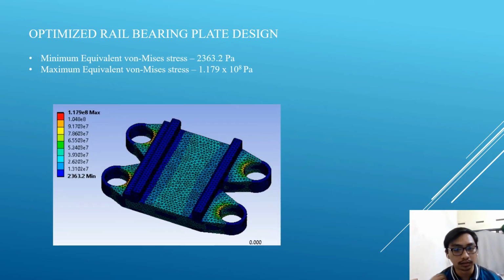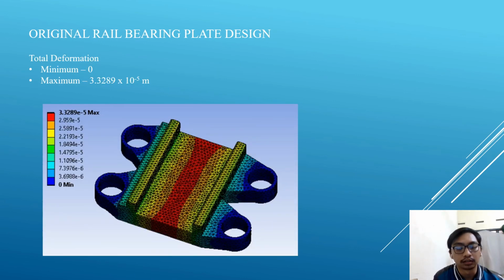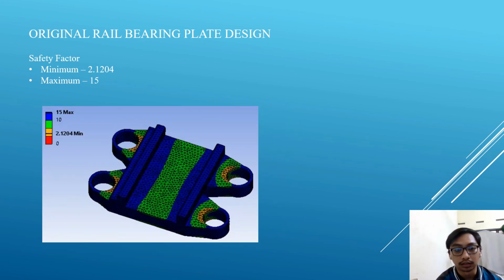And for the optimized rail bearing plate design, the minimum equivalent von Mises stress that we obtained was 2363.2 Pascal, and the maximum was 1.179 times 10 to the power of 8 Pascal. The total deformation that we obtained is a maximum of 3.3289 times 10 to the power of negative 5 meter, and a minimum safety factor of 2.1204.